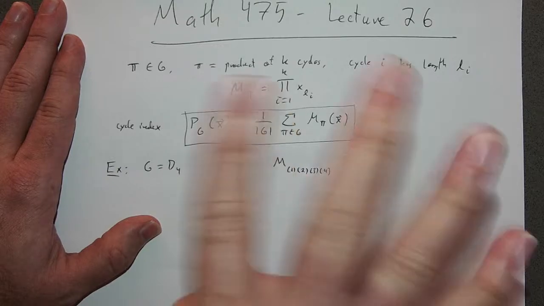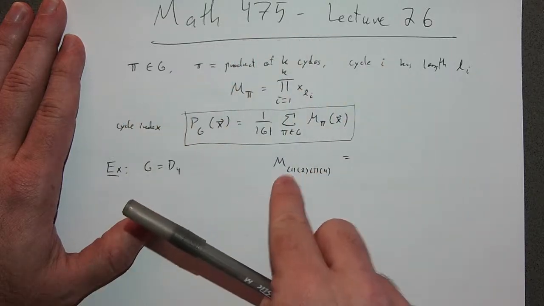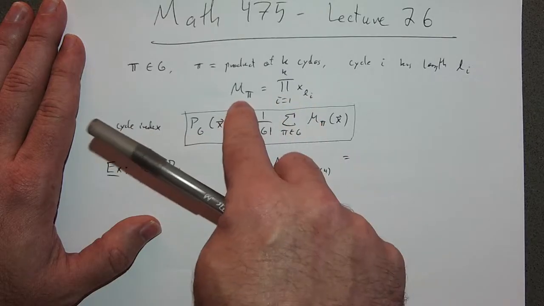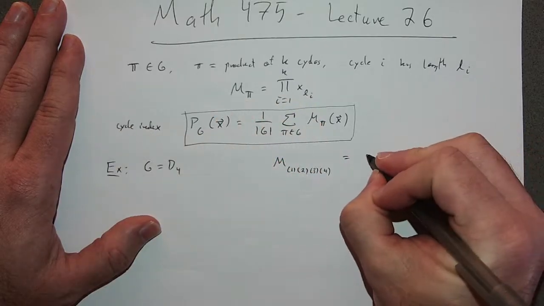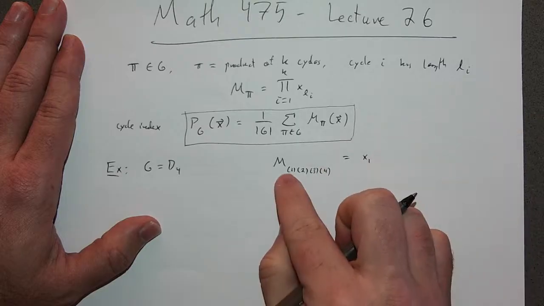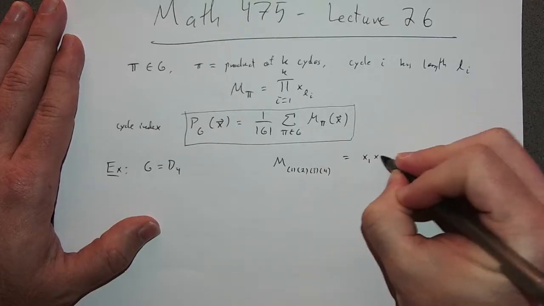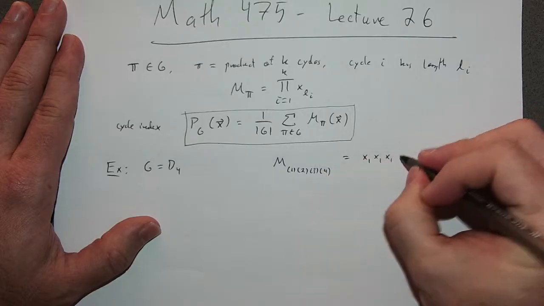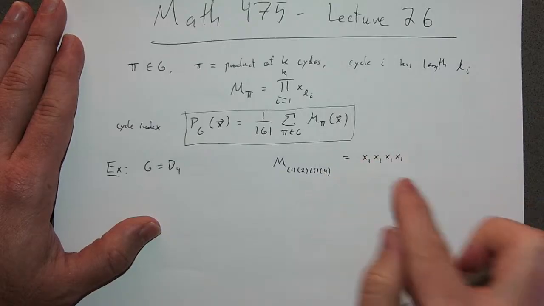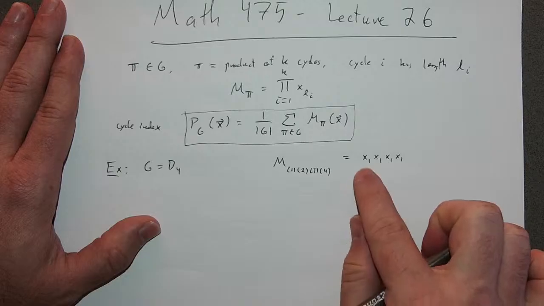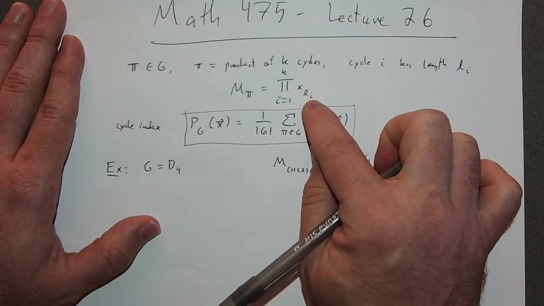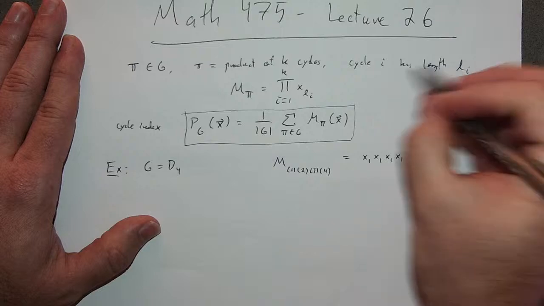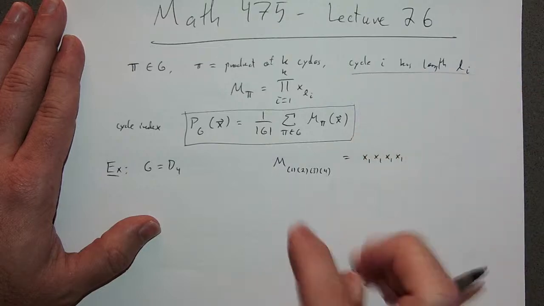It is a product of 4 cycles, but each cycle has length 1. So in this product in the monomial, this is x sub 1 coming from that cycle times x sub 1 coming from the second cycle times x sub 1 coming from the third cycle times x sub 1 coming from the fourth cycle. Again, all these are x sub 1 because the thing showing up in the index is the length of the cycles, but every cycle in this permutation has length 1.